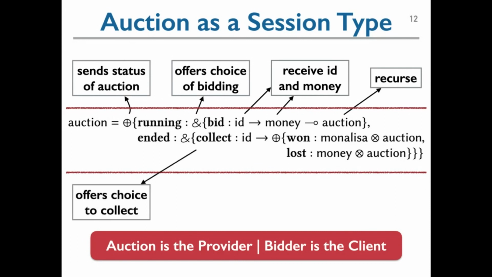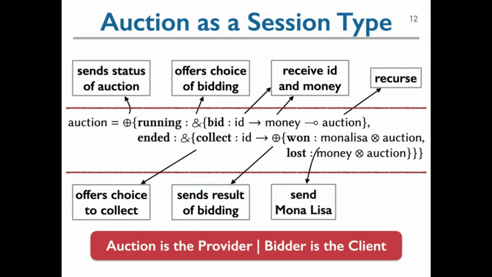In the ended phase, the contract offers a choice to collect. So it receives this collect message, signifying that the bidder wants to collect their wins. Then it receives an ID, and then the type transitions to a plus again, so an internal choice again, which means that the auction will either send the won message if the bidder won the auction, or the lost message if the bidder lost the auction. In the case of won, we'll see this Mona Lisa tensor. That means that the auction will send the Mona Lisa painting.